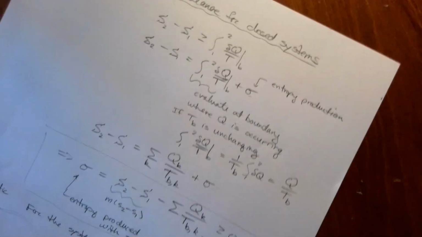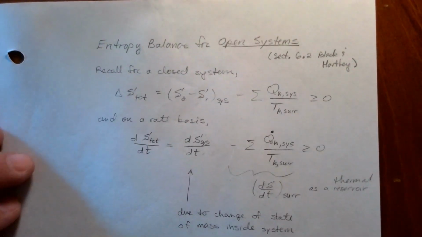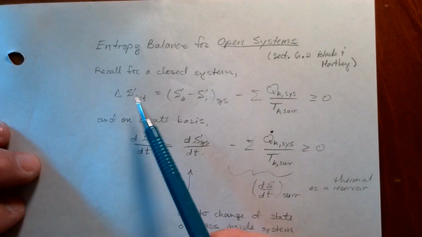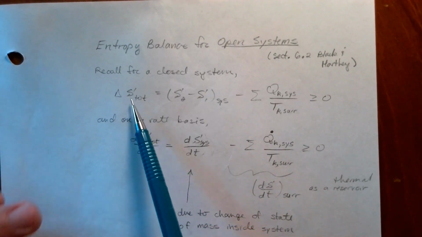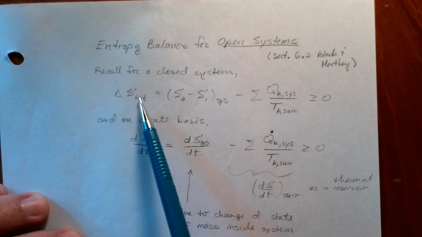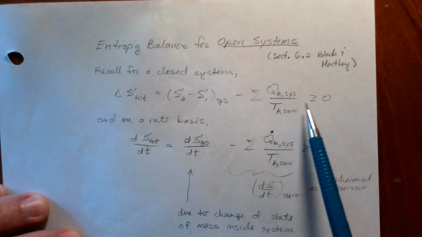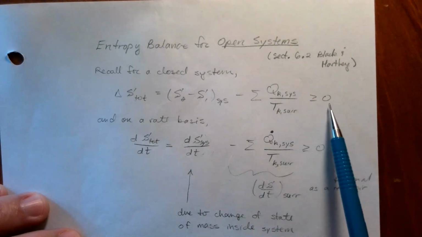So now, we've already worked a couple of examples, but let's take that and expand it, apply it to open systems. So we'll take that closed system result to start off with, delta S total. So this is the same thing as sigma isolated, delta S of the system minus Q over T. That's greater than or equal to 0.